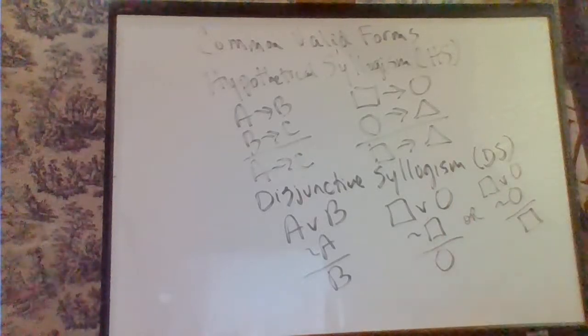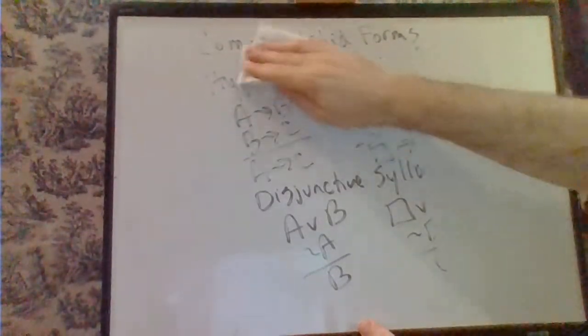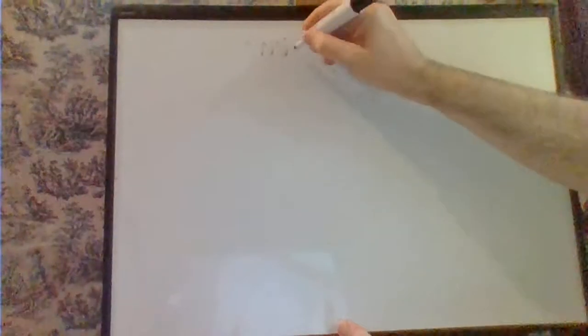So those are the valid forms. There are two invalid forms that you're introduced to here as well, so we'll need to look at those. All right, so in terms of the invalid forms, these are really the opposites of Modus Ponens and Modus Tollens, where they end up being the fallacies, whereas the Modus Ponens and Modus Tollens are the valid forms. So we have what's called the fallacy of affirming the consequent and the fallacy of denying the antecedent.